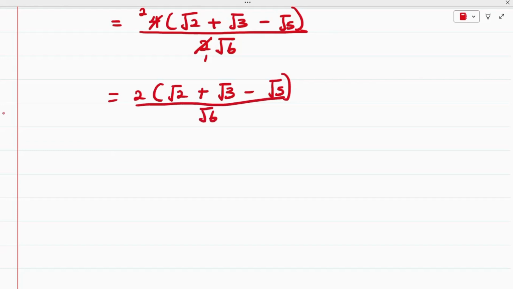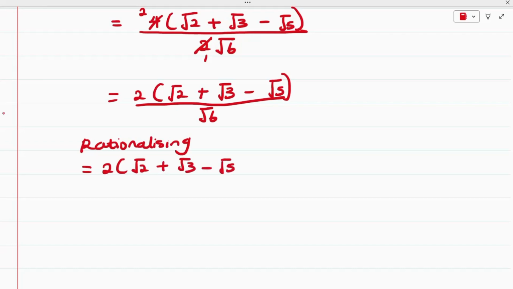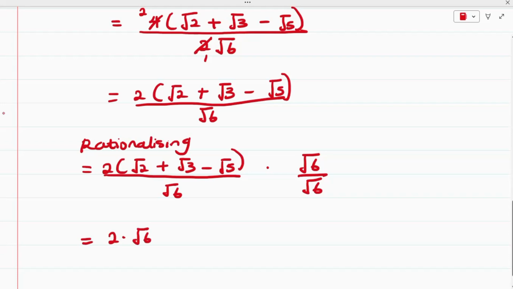So from here the next thing we want to do right now is to simply rationalize. So rationalizing, we have this to be equal to 2 multiply the square root of 2 plus the square root of 3 minus the square root of 5 divide the square root of 6. Rationalizing this, we have multiply the square root of 6 divide the square root of 6. So this is equals to 2 multiply the square root of 6 multiply the root of 2 plus the root of 3 minus the root of 5 divide.